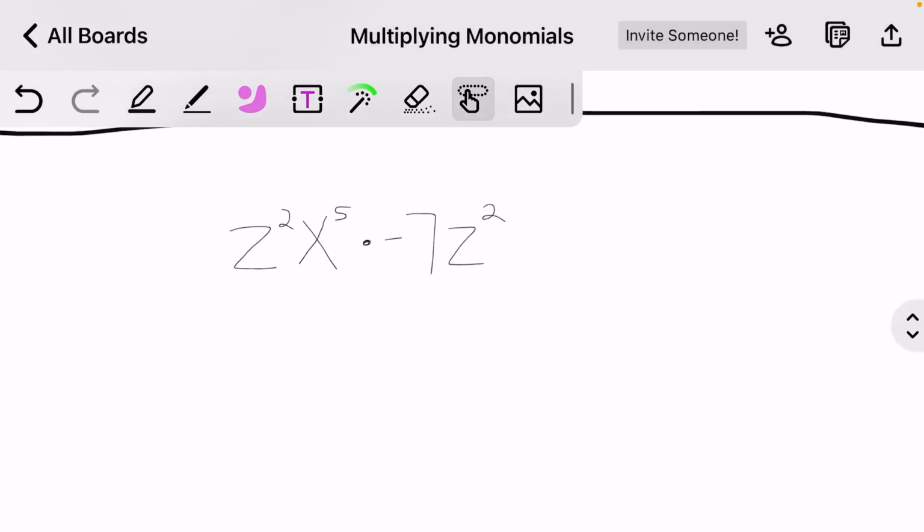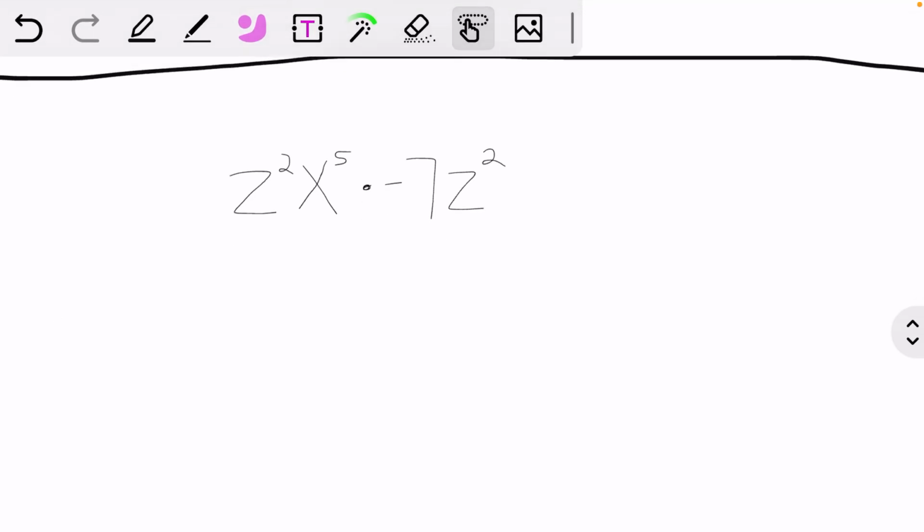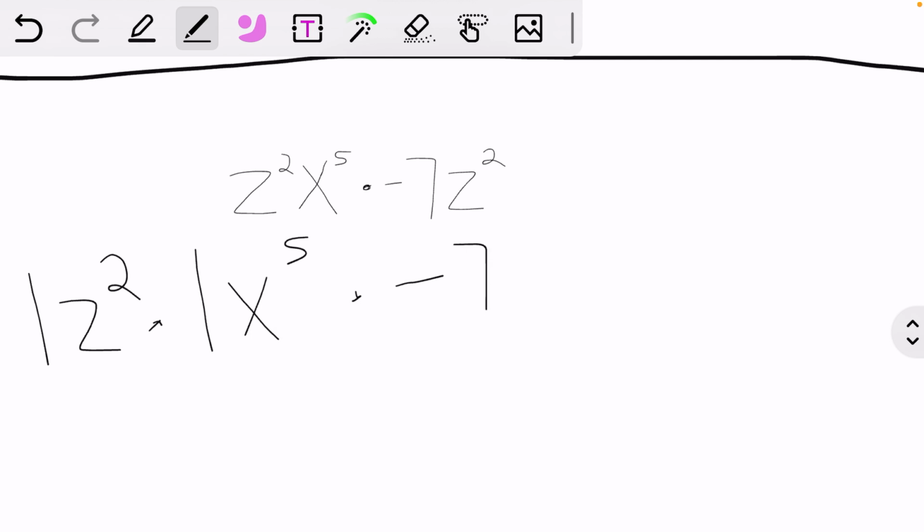All right. So we got z squared times x to the fifth power times -7 z squared. So I'm gonna put this one in expanded form. So again, there's a 1 in front of this z. So that's 1 z squared times 1 x to the fifth times -7 z squared.